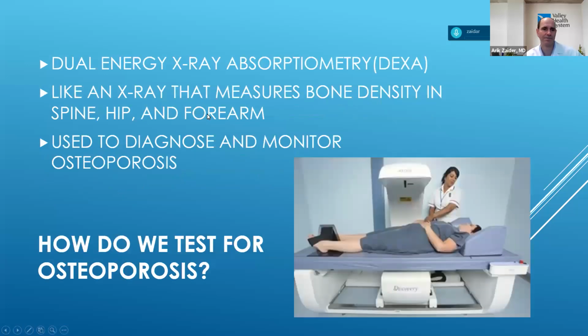Okay, how do we test for osteoporosis? A lot of this may be familiar to a lot of you. It's called the DEXA scan. DEXA scan stands for dual energy X-ray absorptiometry. It's like an X-ray, essentially. It's really very quick and very benign, and they measure the bone density using this study in the spine, in the hip, and sometimes the forearm. It's used to diagnose osteoporosis. It's also used to monitor osteoporosis and see how we're doing. Are we actually improving things?